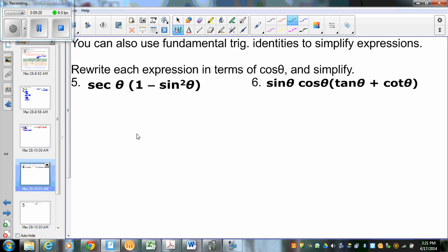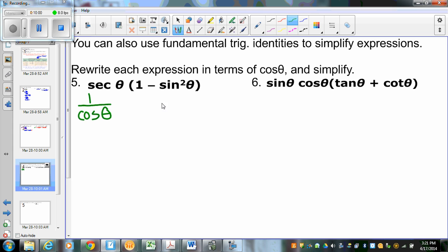These say to rewrite each expression in terms of cosine of theta and then simplify it. So they're wanting you to simplify, but they're kind of giving you a head start. They're wanting you to use the fundamental trig identities, which are things involving sine and cosine, in order to simplify these expressions. So on number 5 here, for example, I have secant of theta times 1 minus sine squared theta. So if I rewrite these things in terms of cosine, well, that's easy to do with secant. Secant is 1 over cosine theta.